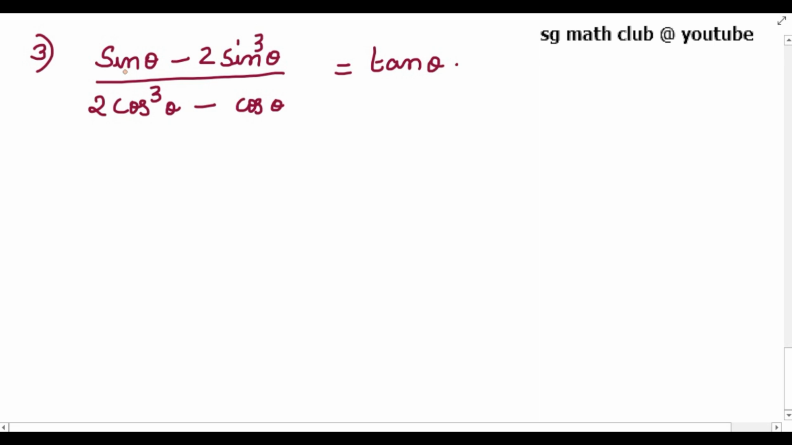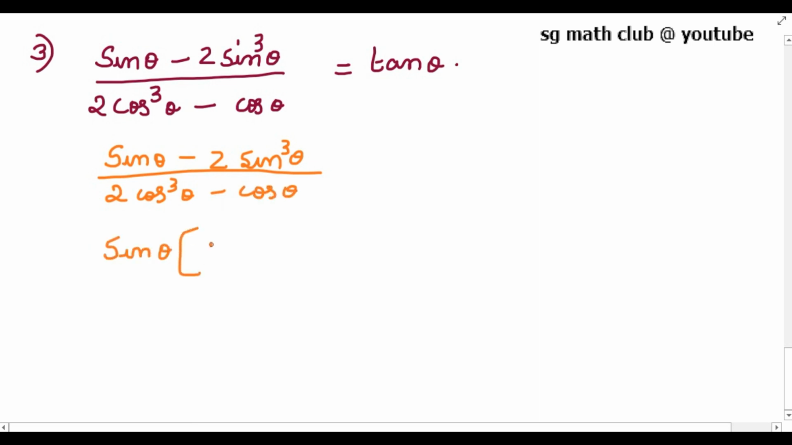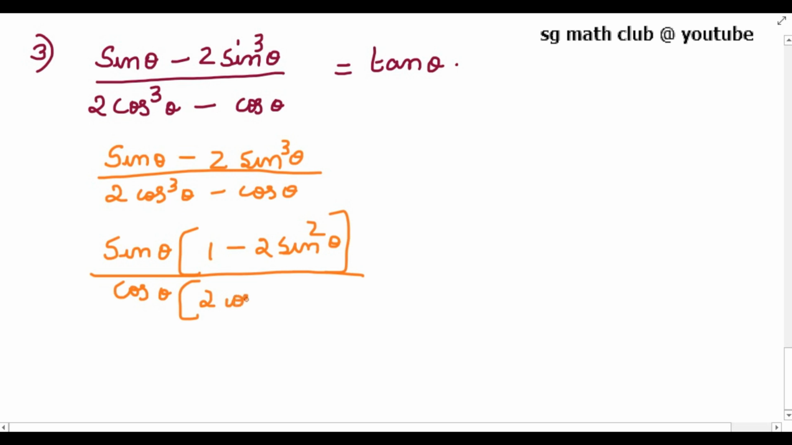Now the third question is (sin theta minus 2 sin cube theta) divided by (2 cos cube theta minus cos theta) equal to tan theta. So as usual, take the left hand side: sin theta minus 2 sin cube theta divided by 2 cos cube theta minus cos theta. In the numerator, sin is common. I am going to take it outside, which is equal to 1 minus 2 sin square theta. In the denominator cos theta is common, going to take outside 2 cos square theta minus 1.